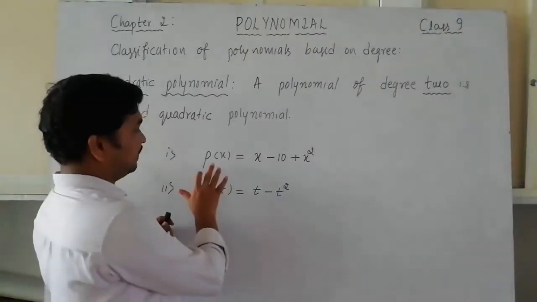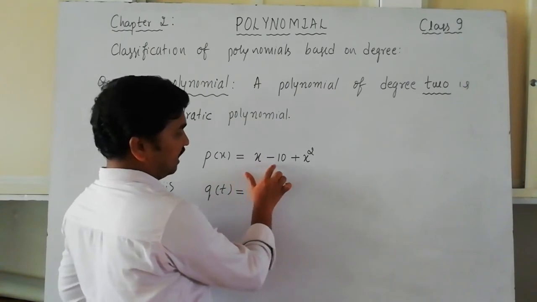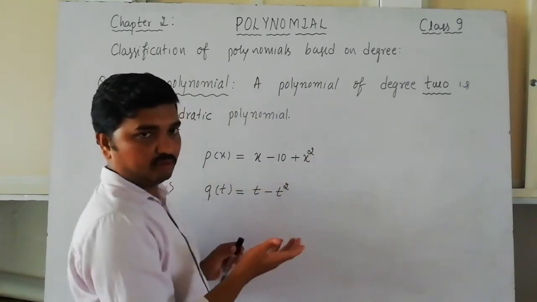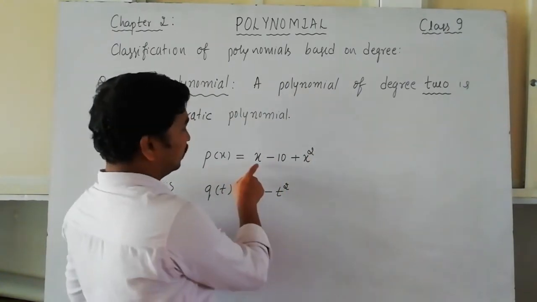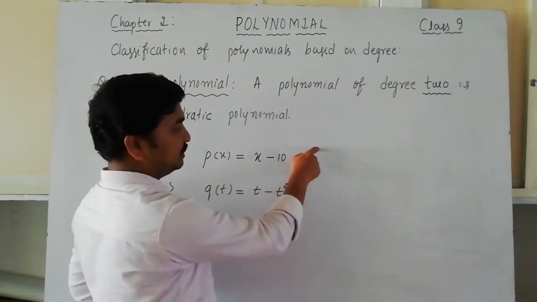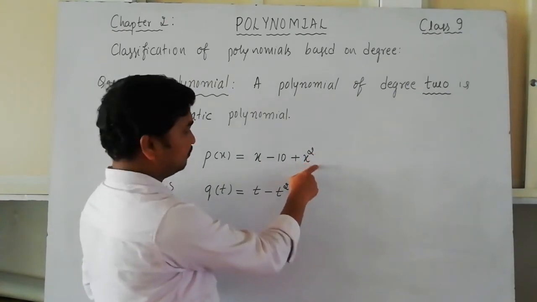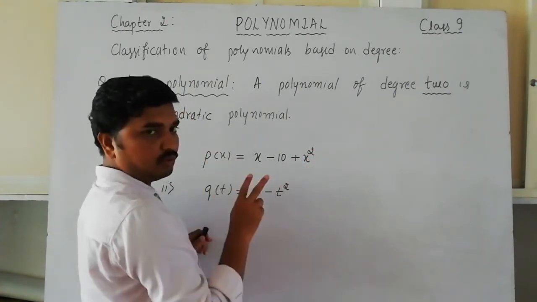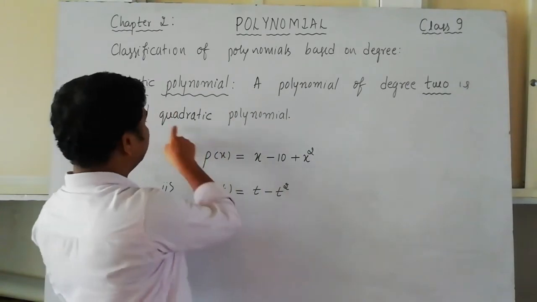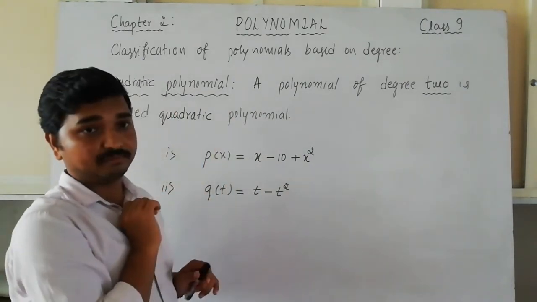Now look at your first one, p of x, a polynomial in variable x. x minus 10 plus x square is the polynomial I have written. Here x power 1, here x power 0 is present, here x power 2 is present. Among these three, 2 is the highest exponent. That's why its degree is 2, so it is a quadratic polynomial.